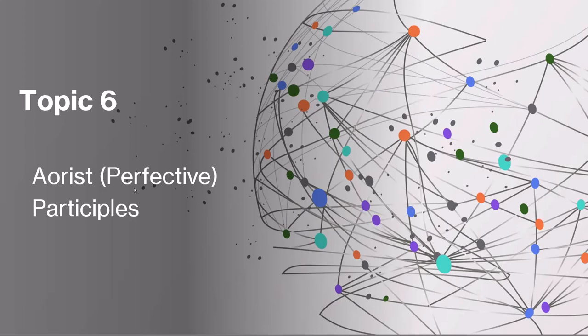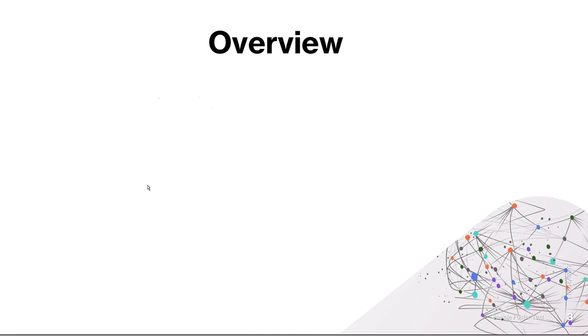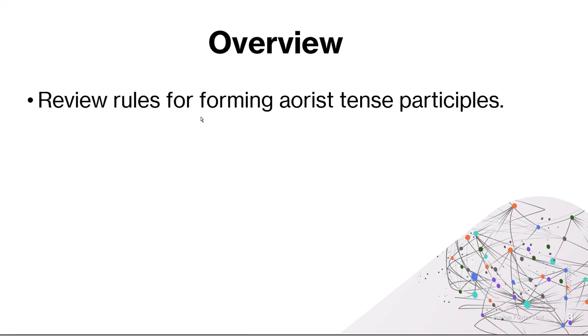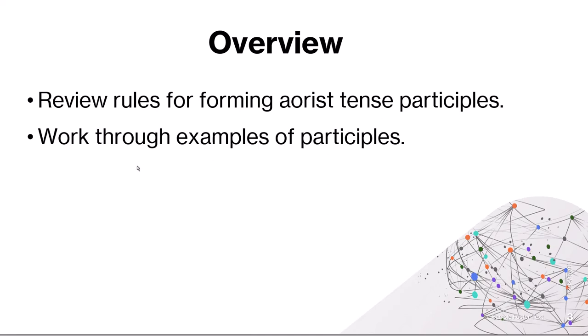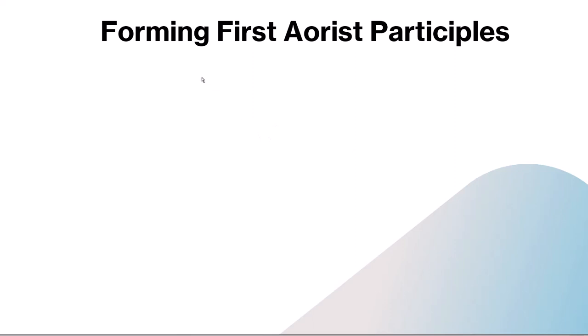We are moving on to aorist or perfective participles. First we're going to take a look at the rules for forming aorist tense participles, then we'll work through some examples of participles. So, forming first aorist participles, as opposed to second aorist, which we'll look at in a minute.